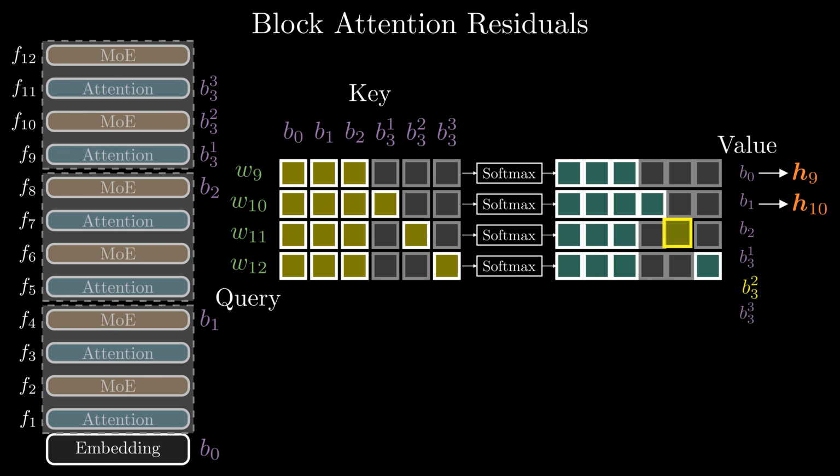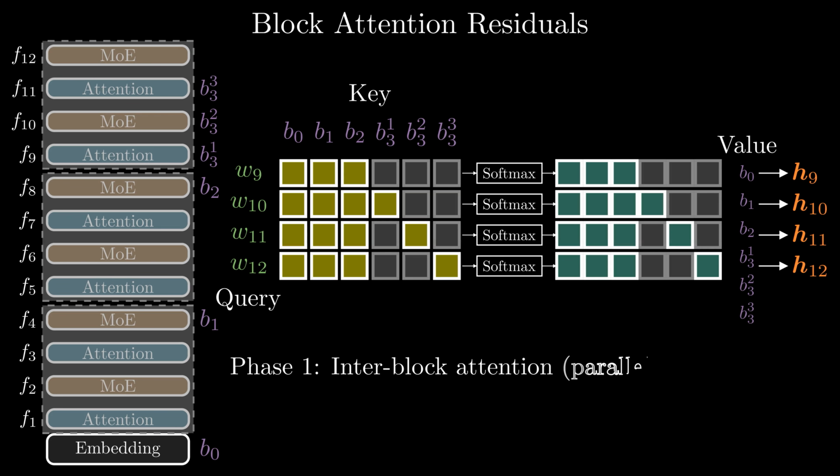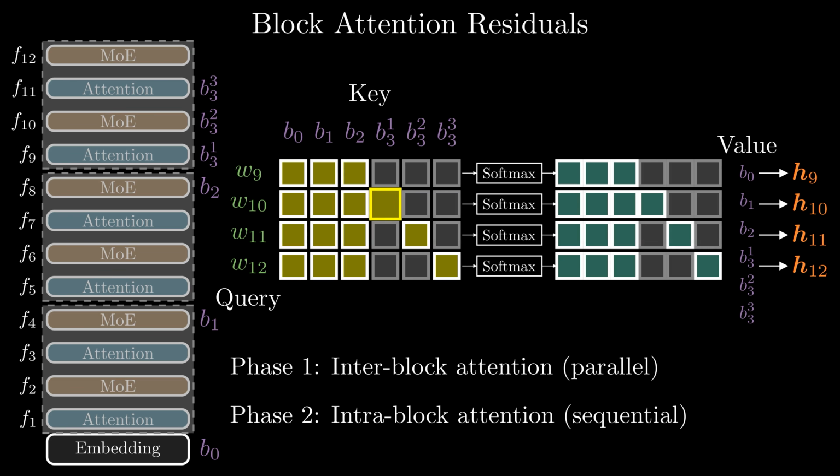To compute this efficiently, we have a two-phase computation strategy. As these query vectors are learned parameters that do not depend on current activations, we can compute the attention scores and weights with batch matrix multiplication. This is phase 1. In phase 2, we sequentially compute the attention involving the evolving partial sum. These two can then be merged efficiently with online softmax.